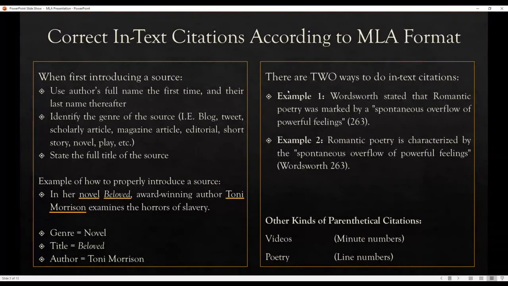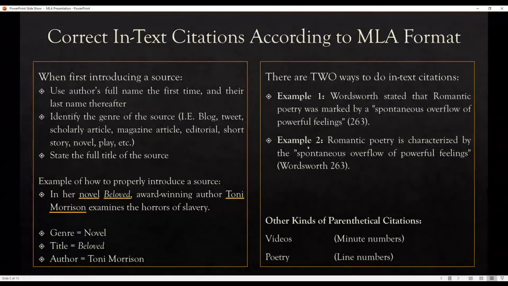Then you want to consider your in-text citations. Now, there are 2 ways to do in-text citations. Here's the first example. "Wordsworth stated that romantic poetry was marked by a 'spontaneous overflow of powerful feelings' (263)." As you can see here, the parenthetical citation is 263. That will be the page where you found the quotation. The reason it only says the page number is because in the sentence, we've already identified the author, Wordsworth. So it's unnecessary to repeat the author's name in the parenthetical citation.